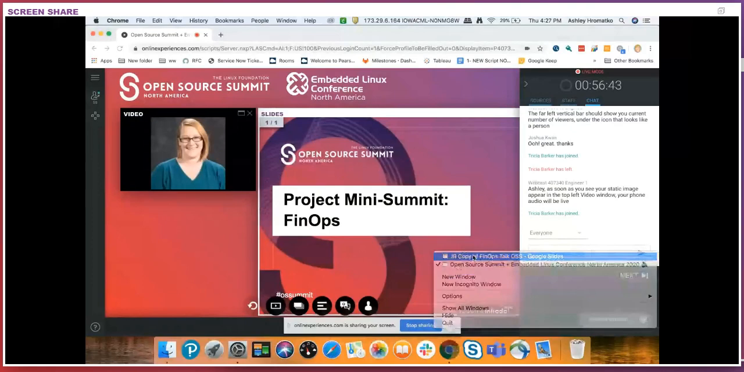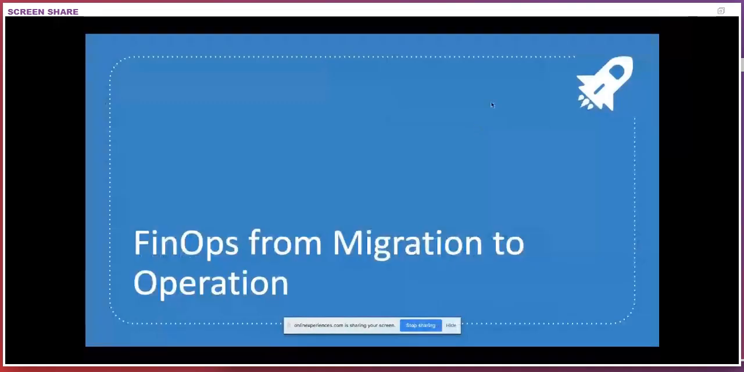All right, I'm going to be covering a few different topics here. I'll talk about what Pearson has gone through moving from migration to operation, and how we've implemented some FinOps and governance to help us get through that with all of our projects.